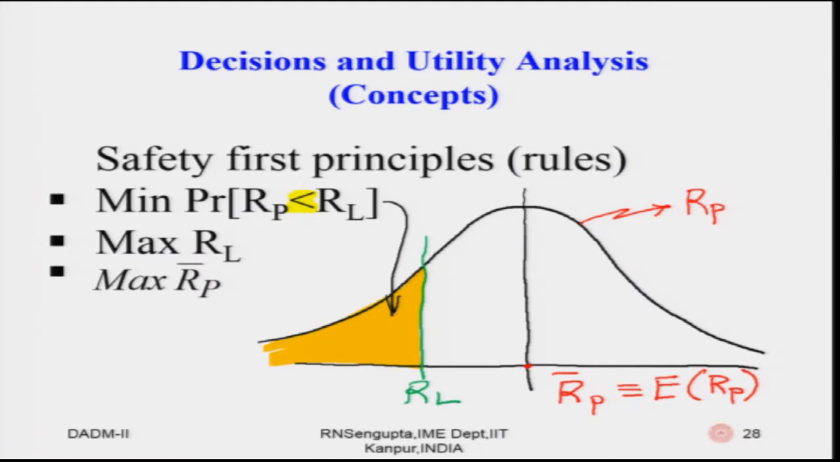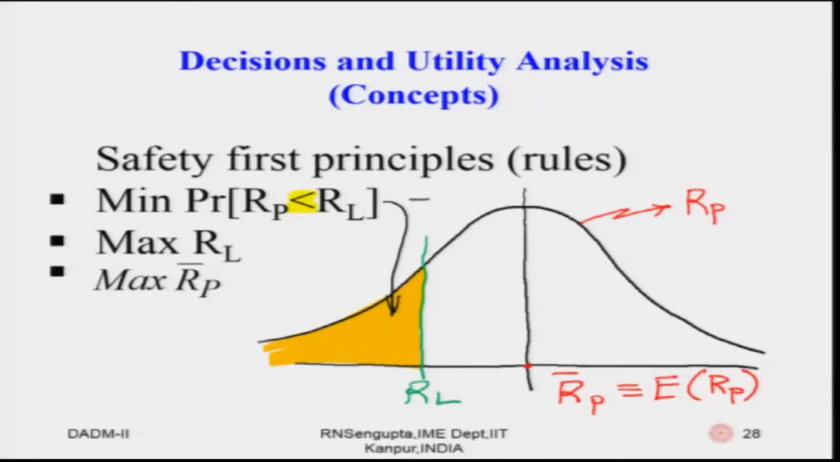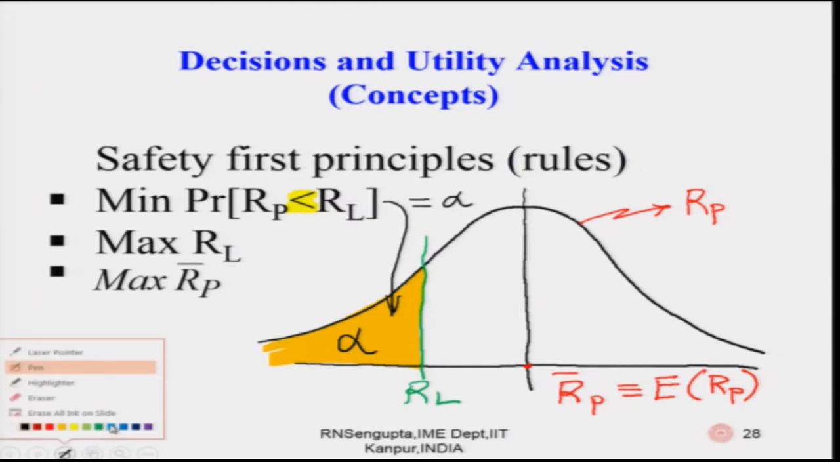So, you will try to have the return of the portfolio corresponding to the investment such that the area is minimum. It would not be 0, obviously; it will be as minimum as possible. So, let me consider this to be, say for example, alpha. So, the overall area is alpha. And this area, let me mark it with another color.